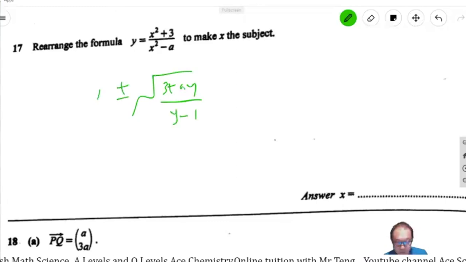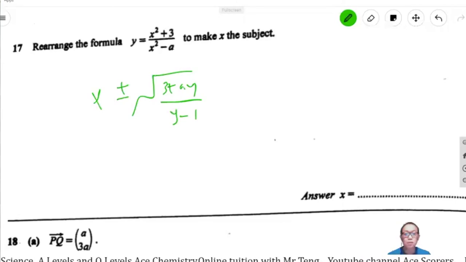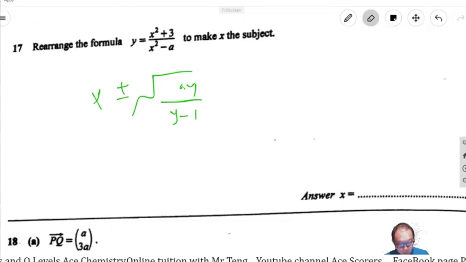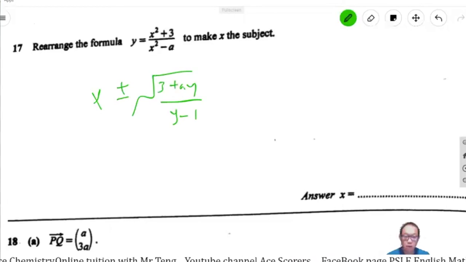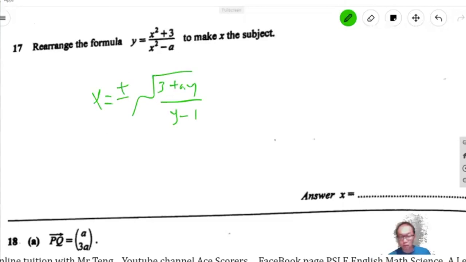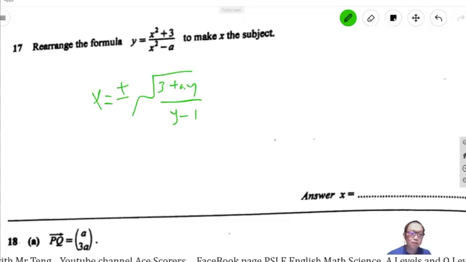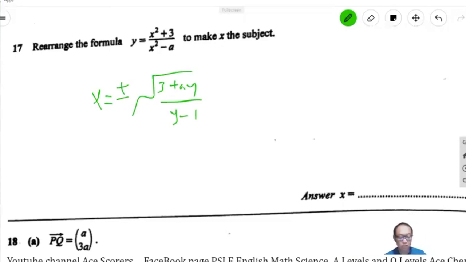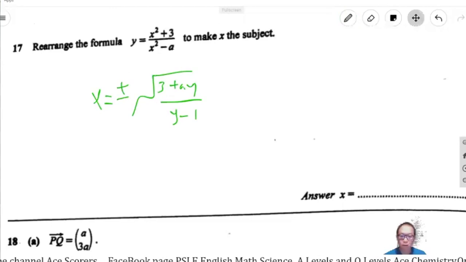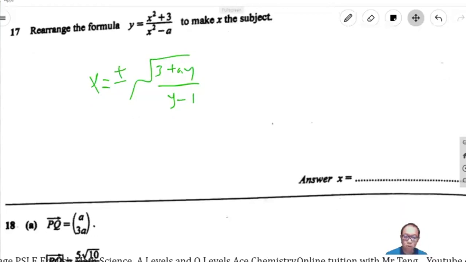Plus, minus. Okay? Square root 3 plus ay over y minus 1. X equals. Alright, so that is correct. Awesome. 4 marks, eh? So easy, right? So your algebra, you got to be very good, right? We got to keep practicing algebra. Any questions for 17? Nope. Awesome. Let's move on. 18, don't do.